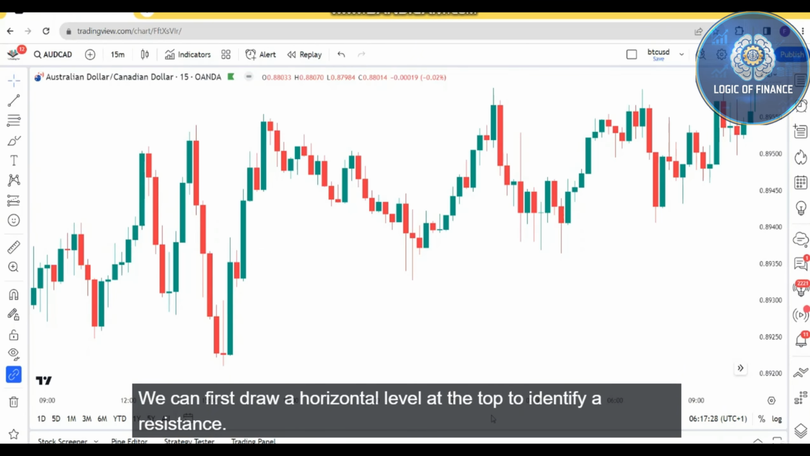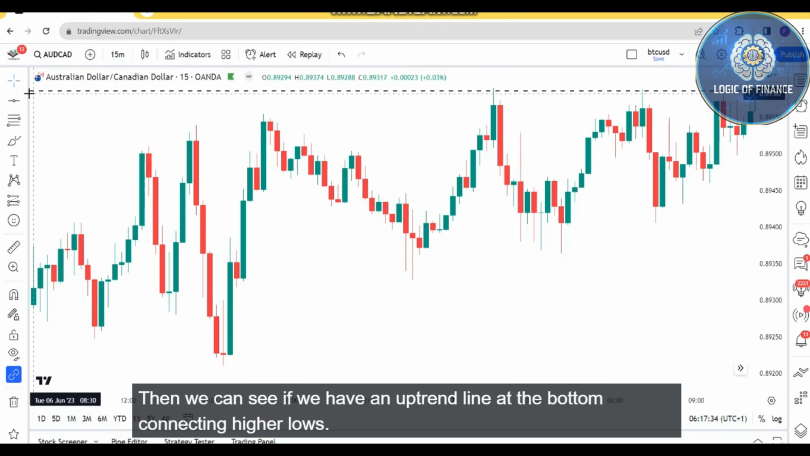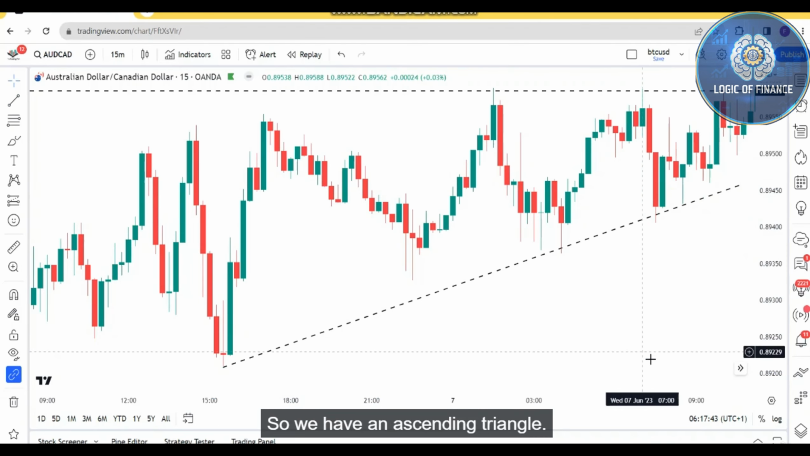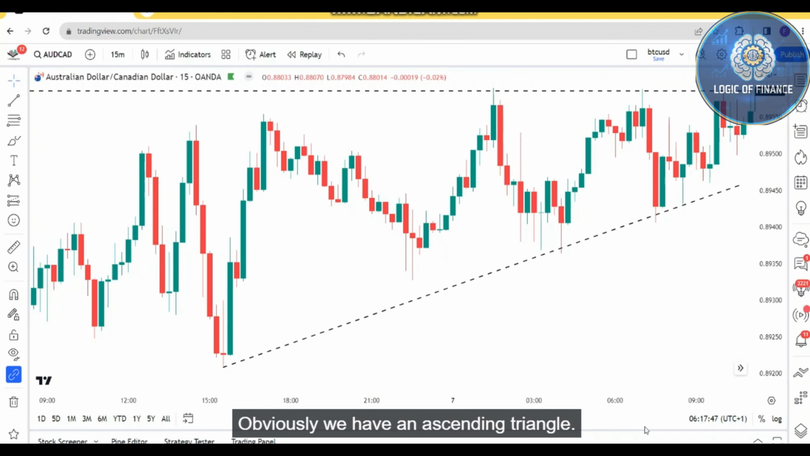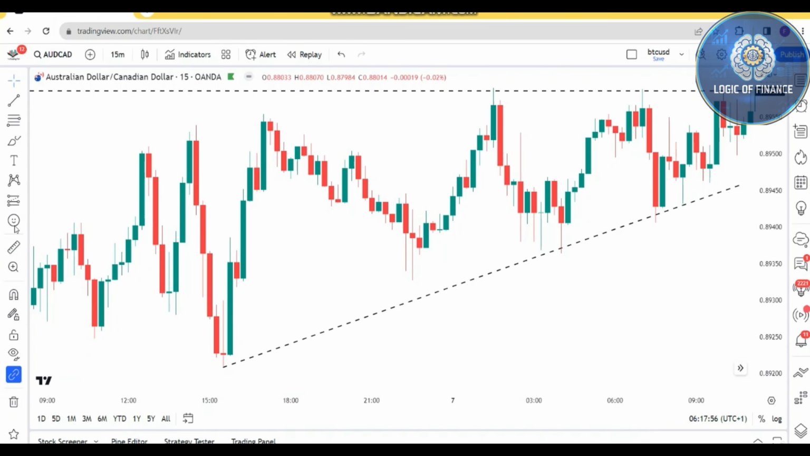We can first draw a horizontal level at the top to identify resistance. Then we can see if we have an uptrend line at the bottom connecting higher lows. Yes, something like this. So we have an ascending triangle. Obviously, with an ascending triangle, we want to look for long positions, just like we want to look for short positions in a descending triangle.